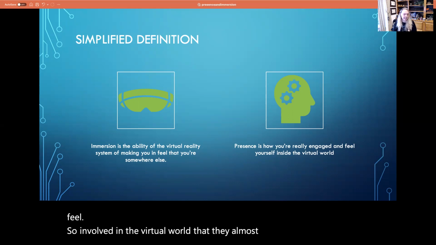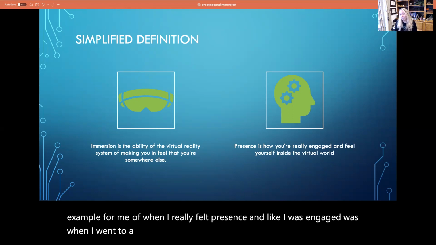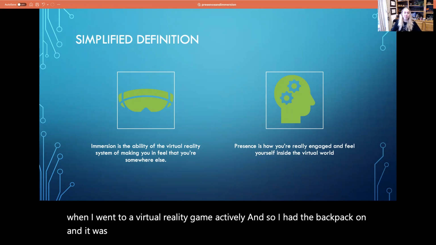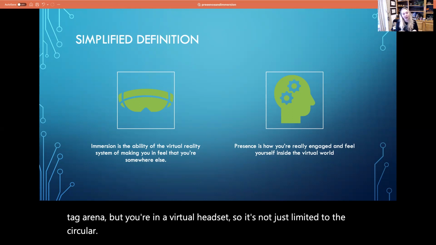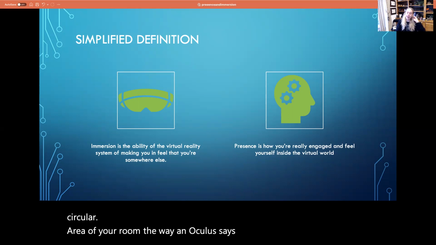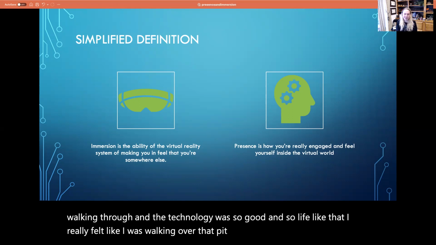An example for me of when I really felt present and engaged was when I went to a virtual reality game. They had the backpack on and it was actually walking around a fairly big area. So imagine a laser tag arena, but you're in a virtual headset. So it's not limited to the circular area of your room, the way an Oculus is. Putting the headset on and walking through, the technology was so good and so lifelike that I really felt like I was walking over that pit of lava, even though I wasn't.